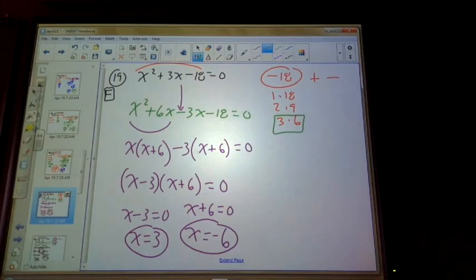Greatest common factor on the first two is x, that leaves me x plus 6. Greatest common factor on the second is a negative 3, that leaves me x plus 6. So the factors are x minus 3, x plus 6.